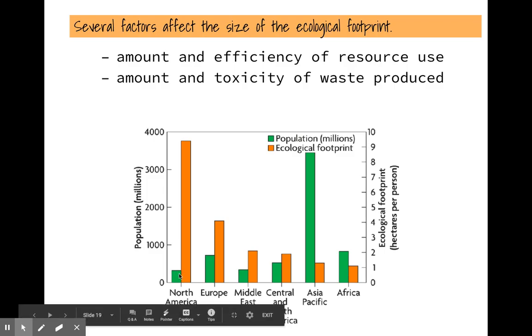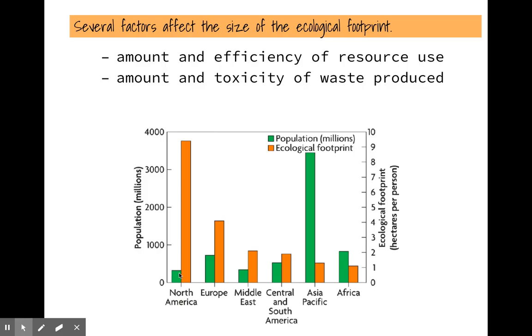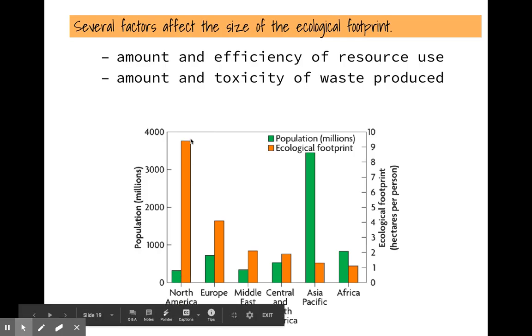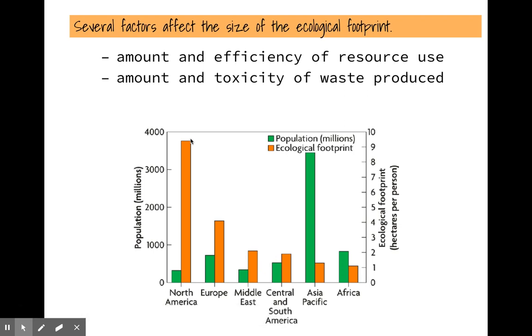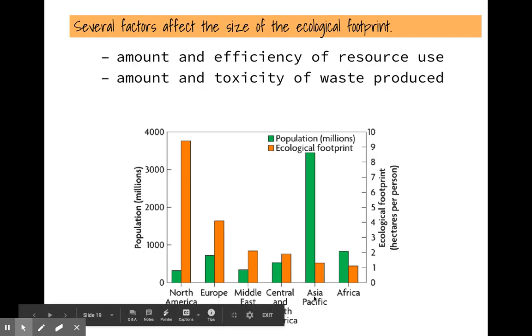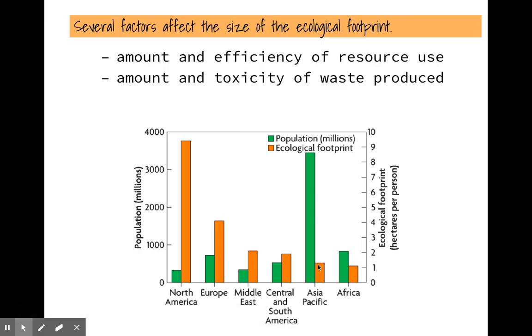So this is us, North America. Notice here that our population is one of the smallest, yet our ecological footprint is one of the largest. Okay, so we are a technologically advanced continent. However, with that being said, we also do use up a lot of resources. Then, as we would see here, Asia Pacific, their population has increased dramatically, but notice their ecological footprint here. It's very, very limited, meaning that they utilize and recycle a lot of their resources.